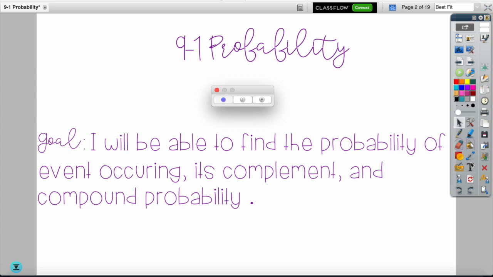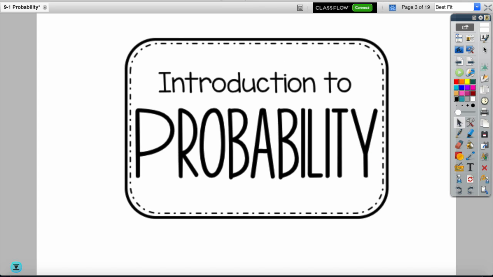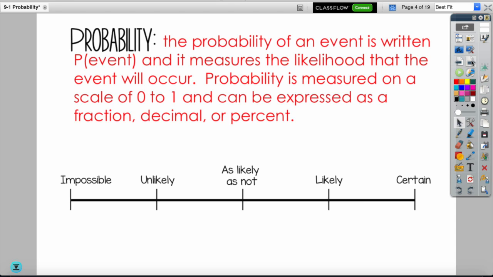Something that may be new to you is being able to find the complement of an event and even potentially compound probability. But those are going to be the three things we talk about today, and it is involving two foldables. So in the first foldable that says Introduction to Probability, let's talk about what probability is.